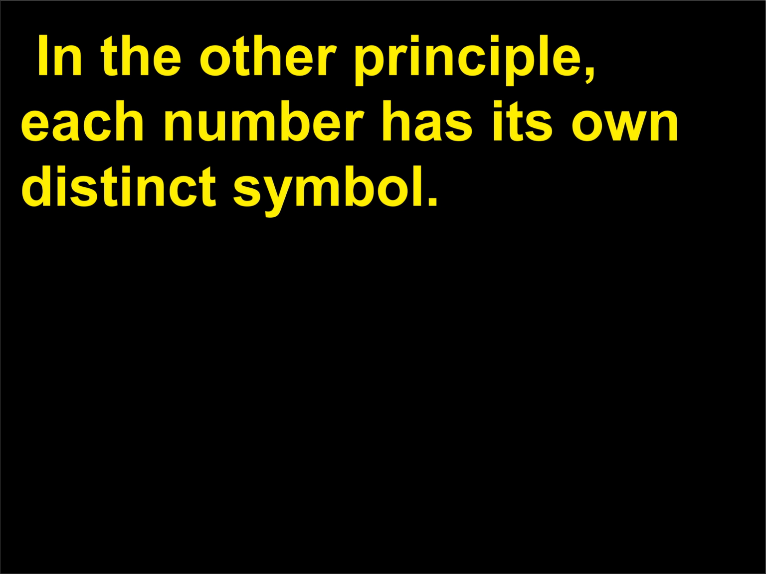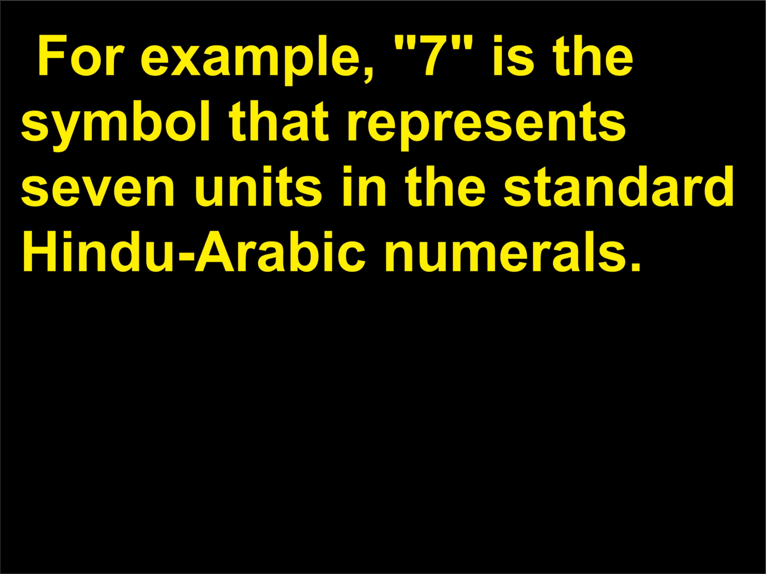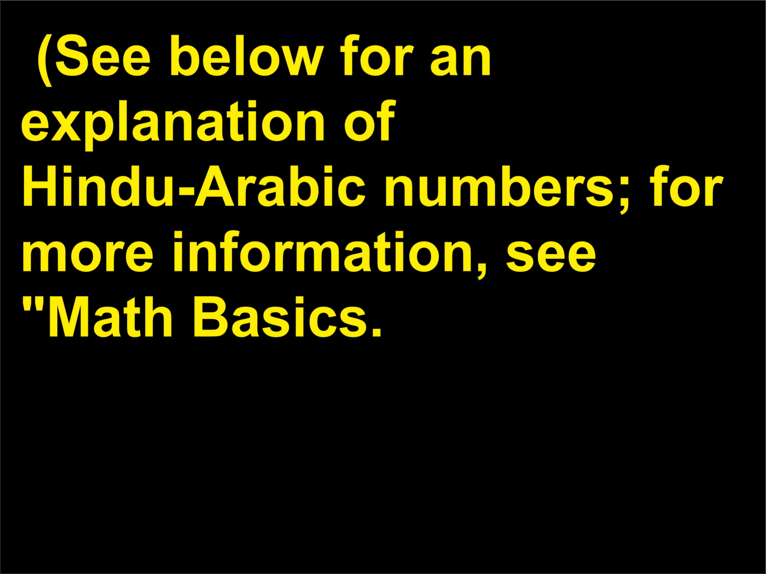In the other principle, each number has its own distinct symbol. For example, 7 is the symbol that represents 7 units in the standard Hindu-Arabic numerals. See below for an explanation of Hindu-Arabic numbers. For more information, see Math Basics.